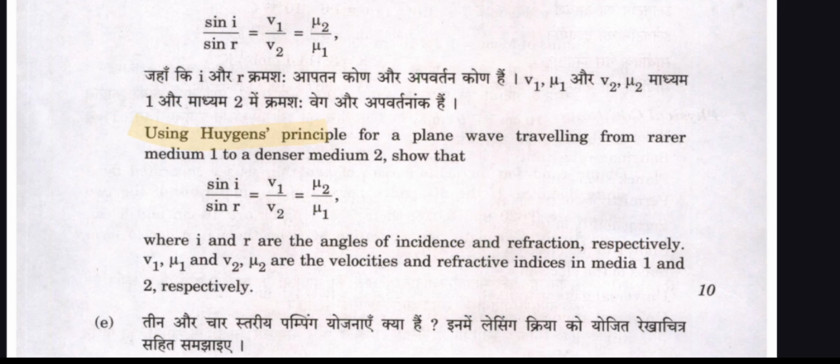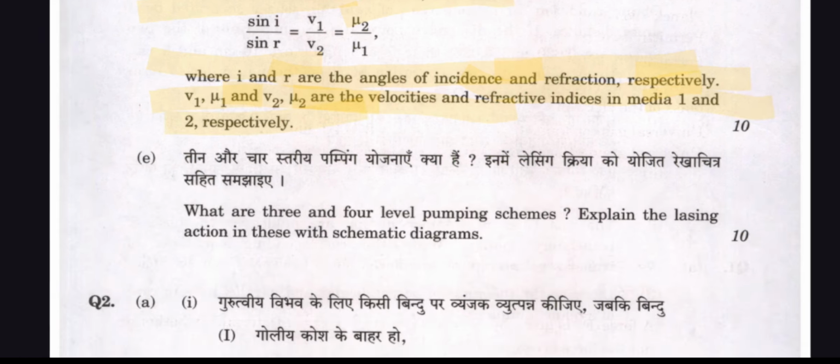Using Huygens' principle for a plane wave traveling from a rarer medium 1 to a denser medium 2, show that sin i / sin r = v1/v2 = μ2/μ1, where i and r are the angles of incidence and refraction respectively, and v1, μ1 and v2, μ2 are the velocity and refractive indices in media 1 and 2 respectively. Then question E is here.